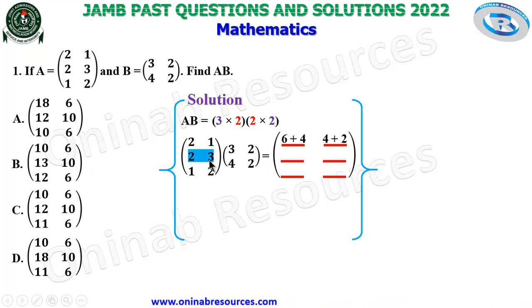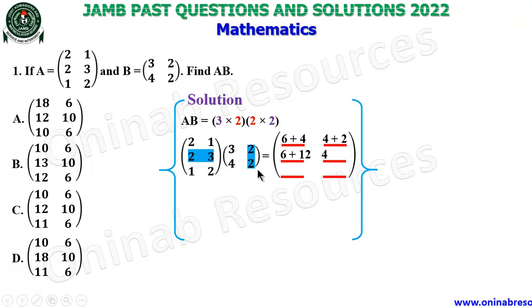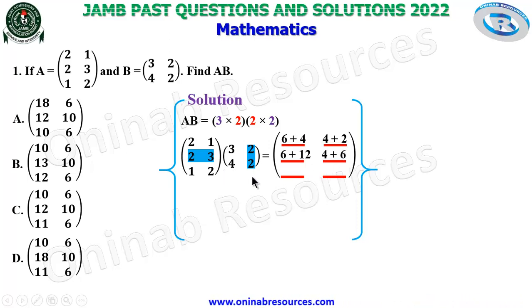We then go to the second row. In the same way, we pick the first column. 2 times 3 gives 6. 3 times 4 gives 12. Then go to the second column. 2 times 2 gives 4. And 3 times 2 gives 6. So we have 4 plus 6. We are done with that.